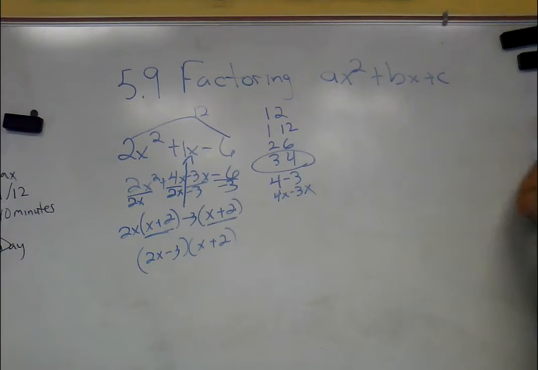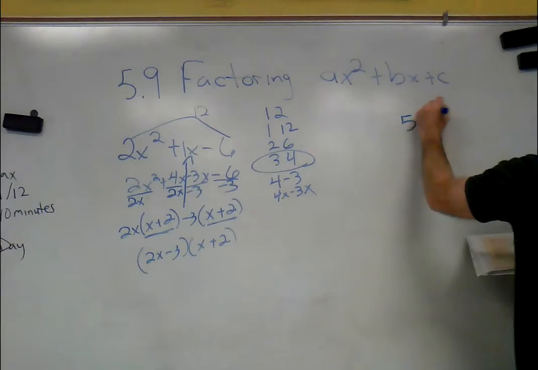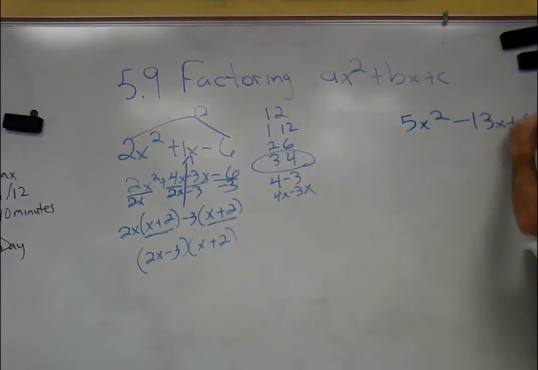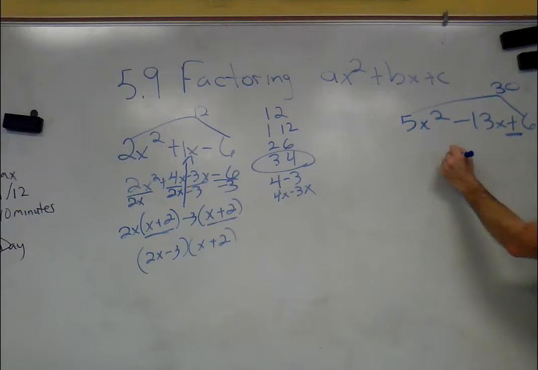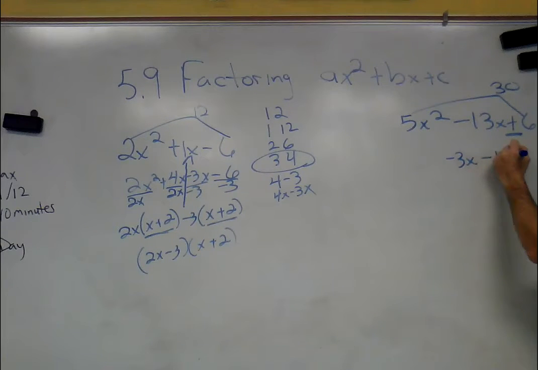Okay, let's do 1 or 2 more. So 5x squared minus 13x plus 6. In step 1, multiply these two. 5 times 6 is 30. Factors of 30: 1 and 30, 2 and 15, 3 and 10, 5 and 6. We need to add to 13. We need negative 13, so negative and negative. So we get negative 3x, negative 10x.